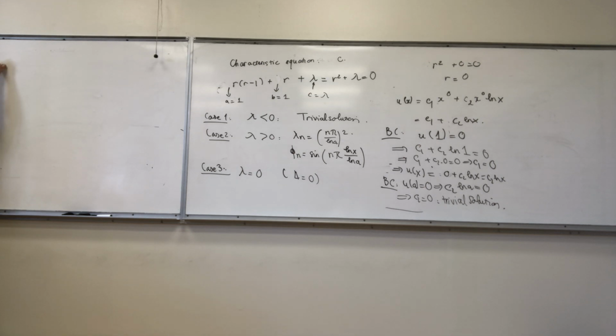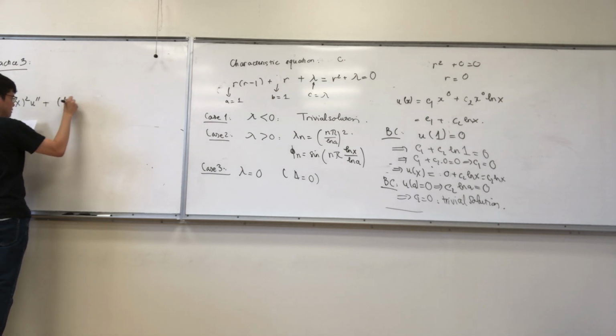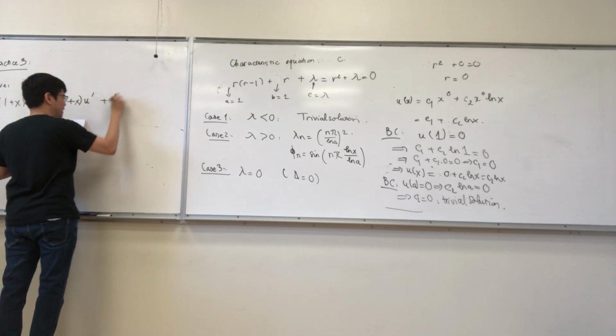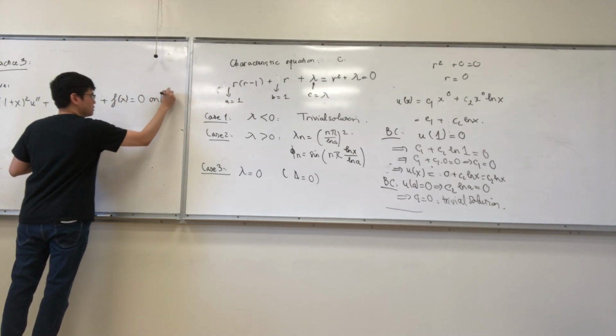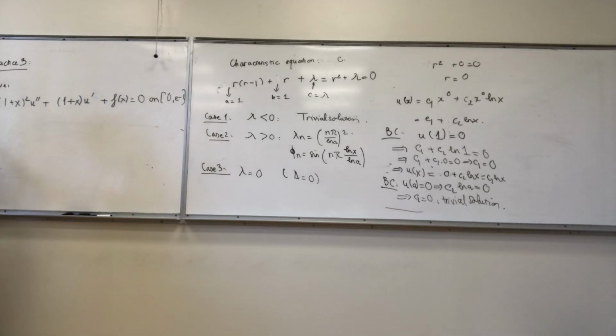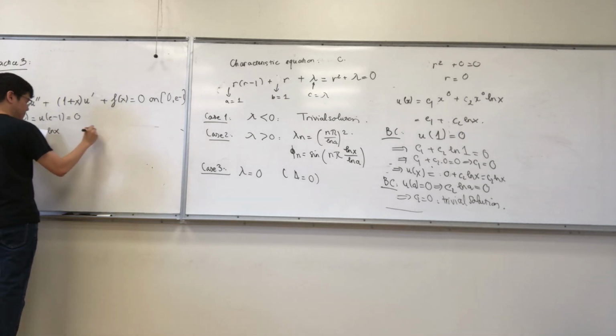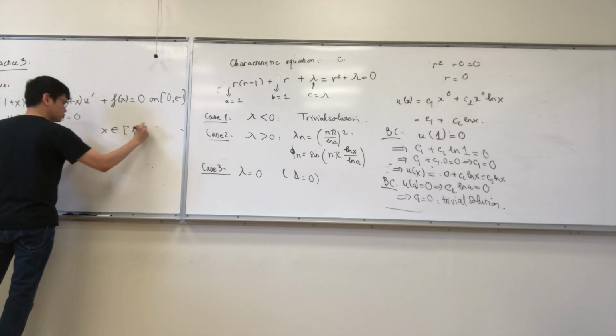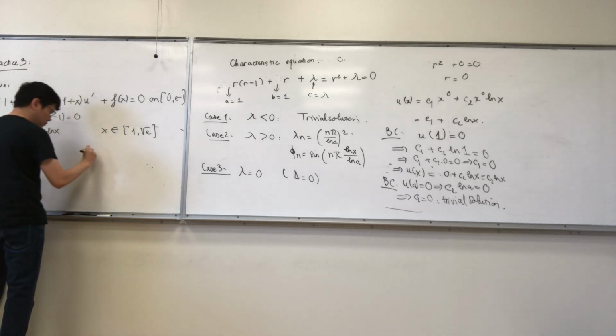So, practice exam. You need to solve the following equation: (1 plus x) squared u double prime plus (1 plus x) u prime plus f(x) is 0 on the interval 0 to e minus 1, with boundary conditions u(0) equal to u(e minus 1) equal to 0, and the source term will be log x for x going from 1 to square root of e, and 0 otherwise.